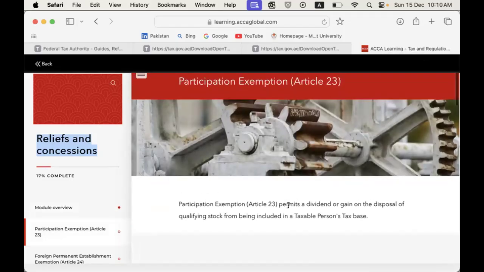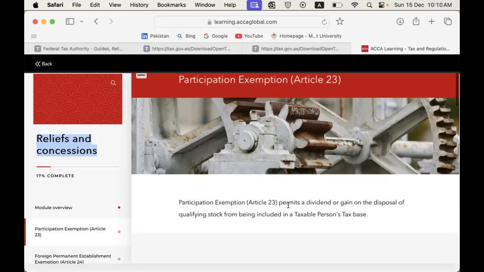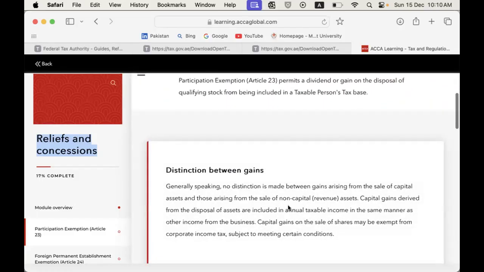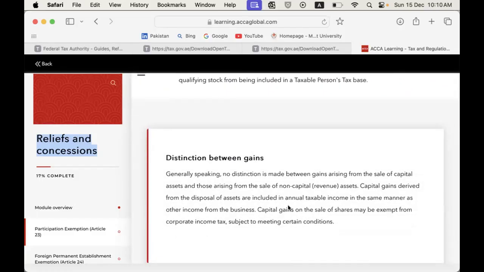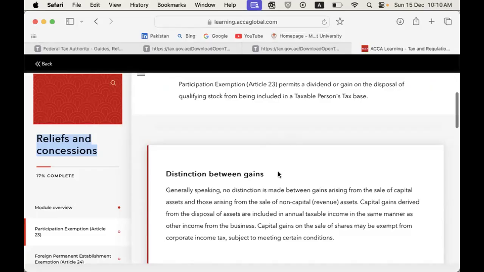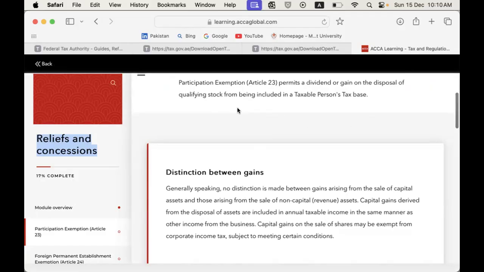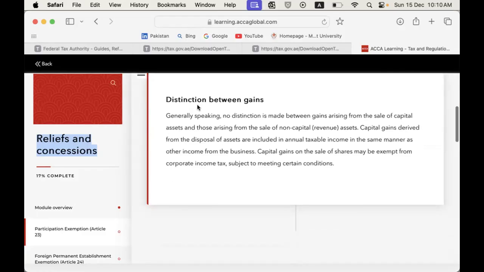We'll read about it. Now, there is an article in UAE Corporate Tax, Article 23, which is on something called a participation exemption. Now, we are going to learn about this. So before we move to participation exemption, this exemption actually addresses dividends or gains on disposal of dividends. But first thing is distinction between gains.